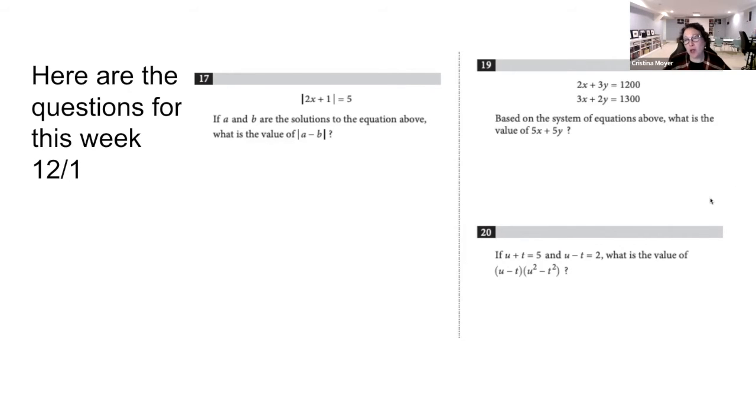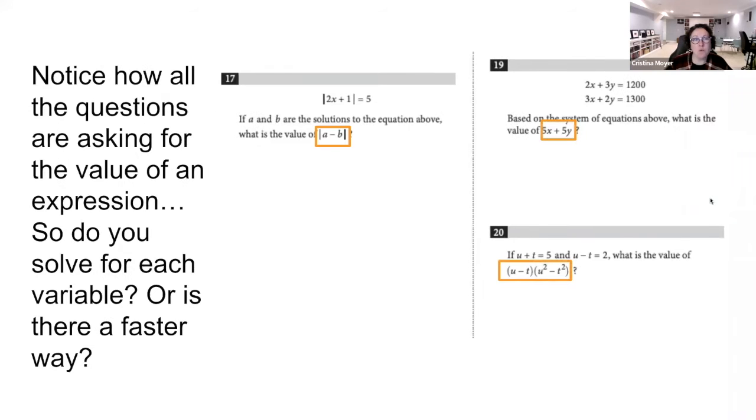So these questions are all about whether or not you actually have to solve for individual variables or whether you're solving for an expression. And so the first thing that you want to decide is when you're given a question or an equation or a series of equations, but you're asked to solve for an expression, then you want to ask yourself, is this expression somehow related to any of the equations that I have been given? So we're going to look to see if maybe there's a faster way.